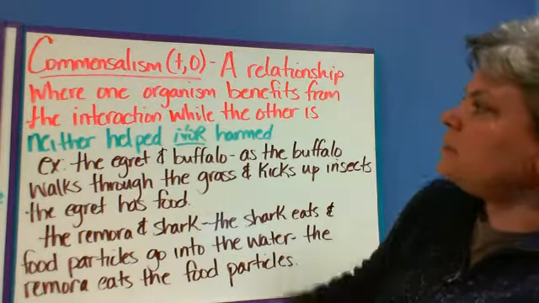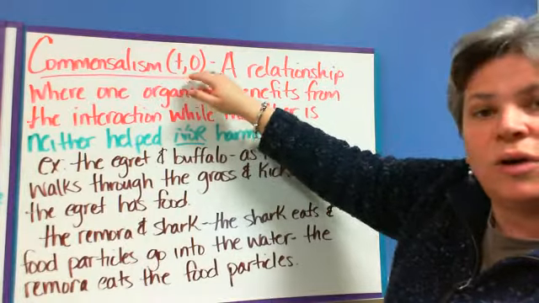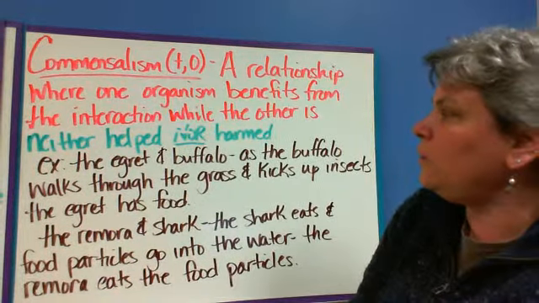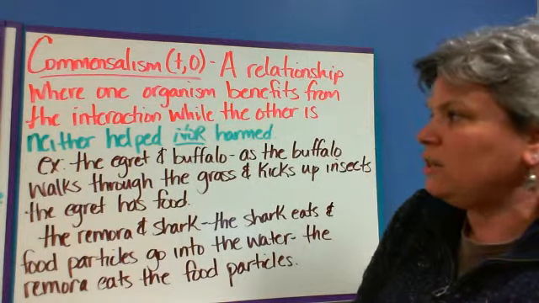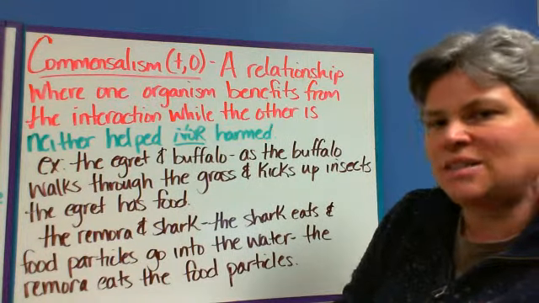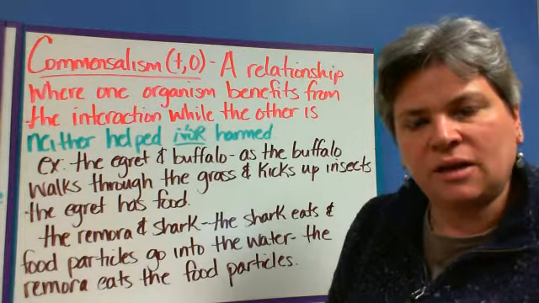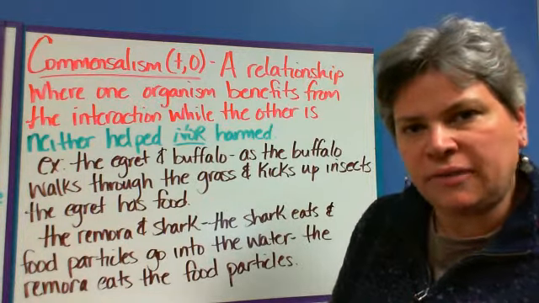Commensalism. Commensalism is a plus-zero relationship. With commensalism, the relationship where one organism benefits from the interaction while the other organism is not helped or hurt. So the one organism is benefited, but the other one is completely unaffected at all.